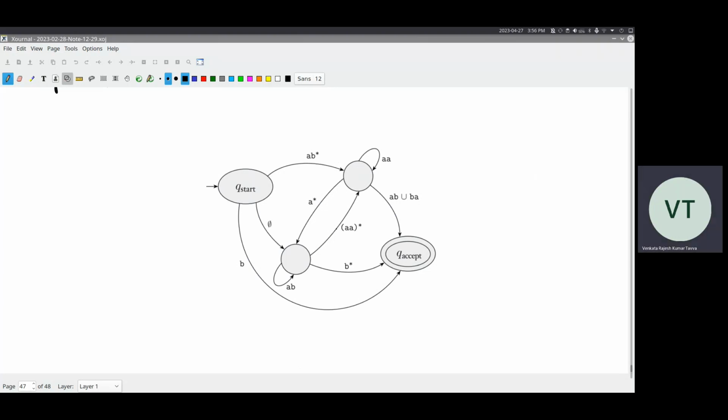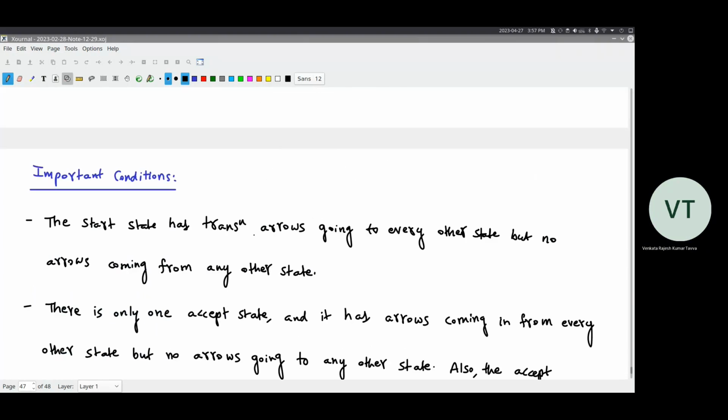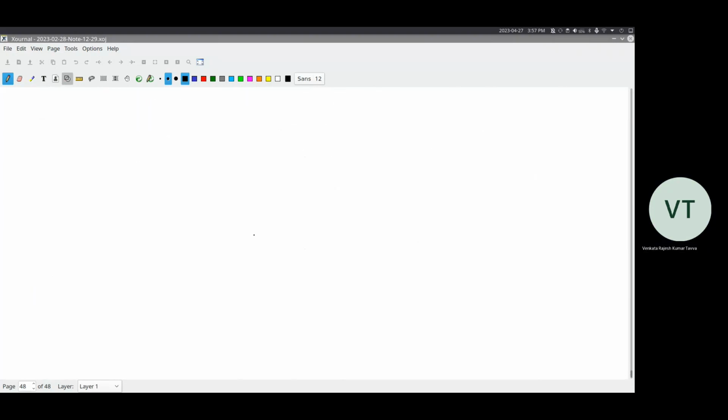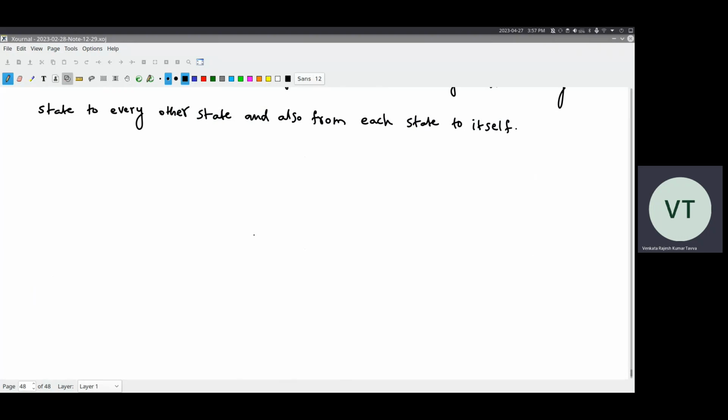Now, in case you don't normally have a transition between two states, then you represent it using phi, the regular expression phi, which means there is no transition. You cannot go from one state to the other directly. So that's what this phi indicates. But you should have an arrow, whatever the label is. That's what a GNFA is about. Okay, so now we'll see how to convert a DFA into a GNFA.